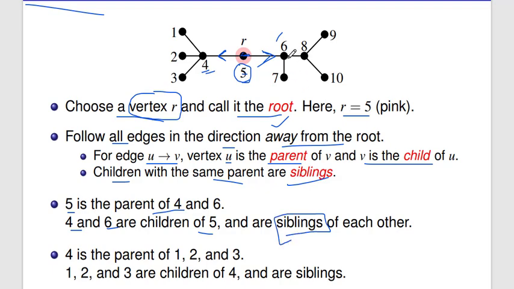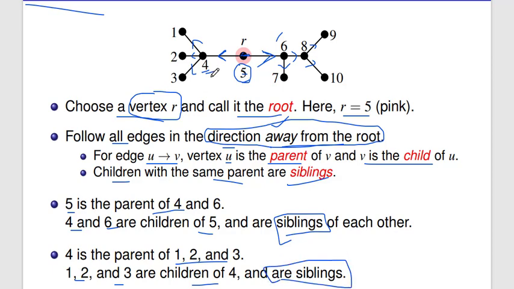Now next, make arrows like this. We have to make the arrow direction away from the root, like this. Now 4 is the parent of 1, 2, 3, and 1, 2 and 3 are children of 4 and are siblings to each other.